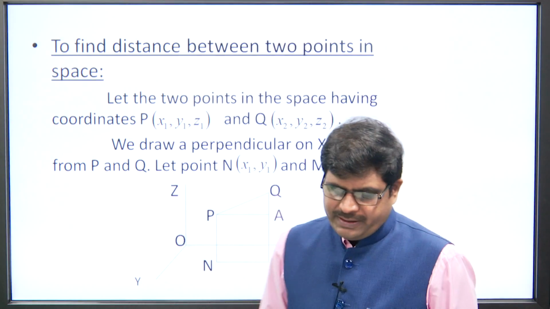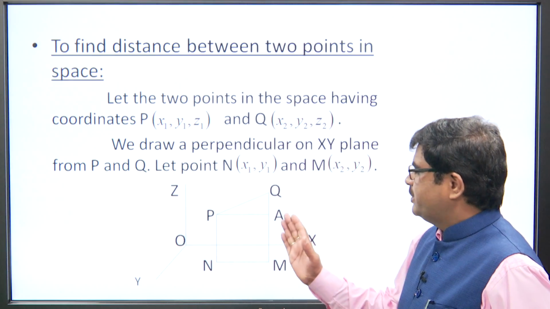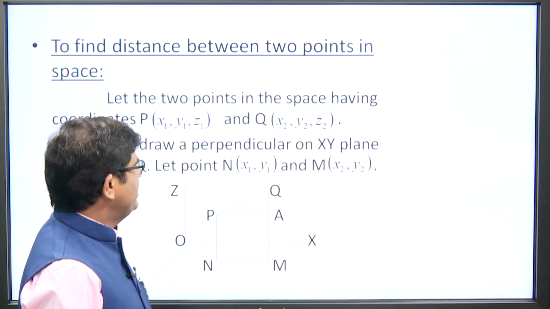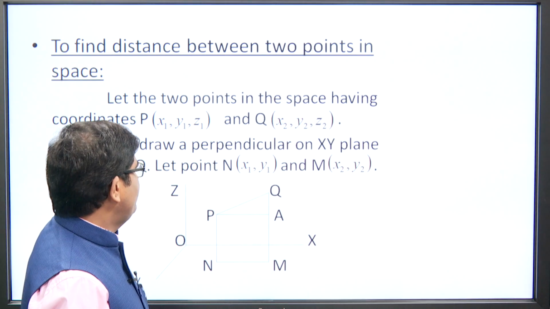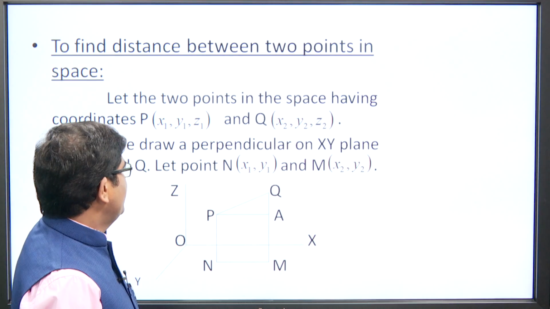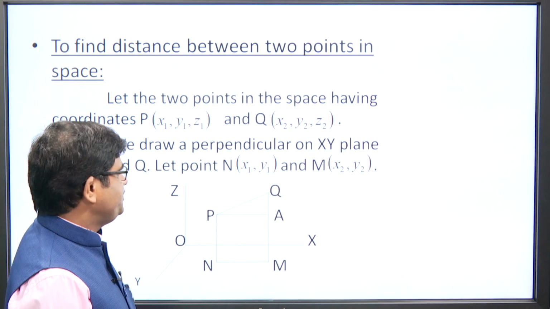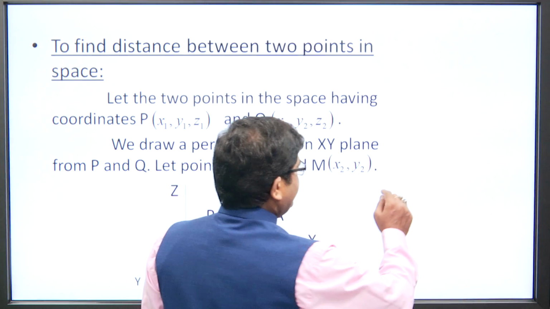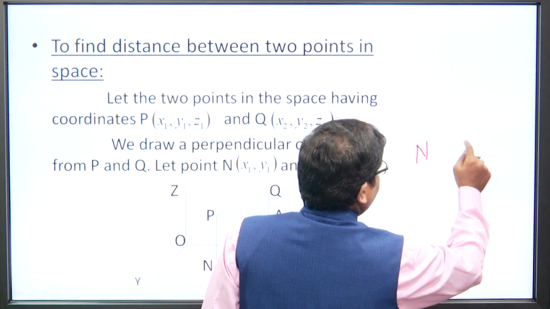To find out the distance between 2 points, let us suppose we take 2 points P and Q having coordinates x1 y1 z1 and x2 y2 z2. In that case we draw perpendiculars from P and Q on the xy plane at points n and m. Also we draw a perpendicular at the point P on QM cutting at a point A. In that case we know the distance between 2 points P n and m.